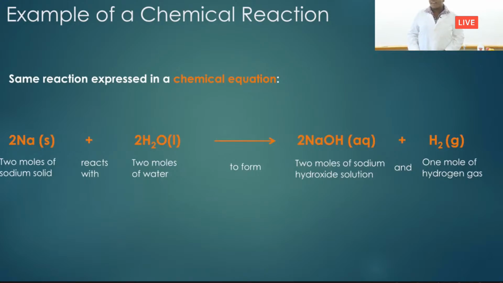Here's an example of a chemical reaction. Here we have sodium reacting with water to give you sodium hydroxide and hydrogen gas. Look at how simple that is to write. One line, that's all it takes.